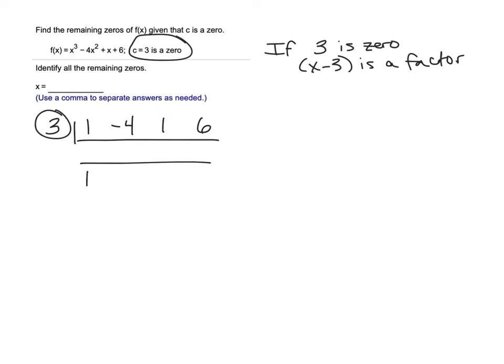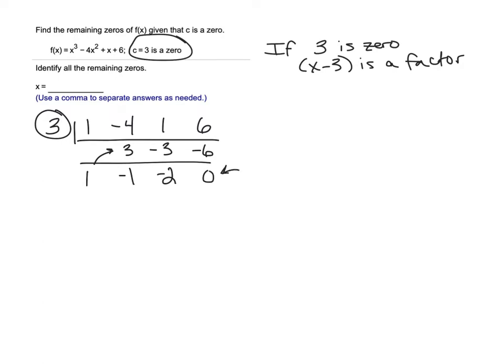So we have 1 times 3 is 3. We put it in the next column, and then we add these two numbers. Negative 4 plus 3 is negative 1. We start over. Negative 1 times 3 is negative 3, and add. Negative 3 plus 1 is negative 2. And finally, negative 2 times 3 is negative 6. We add those, we get 0.